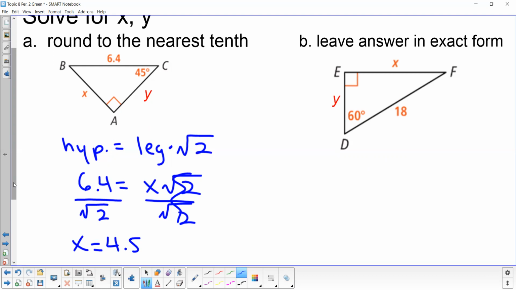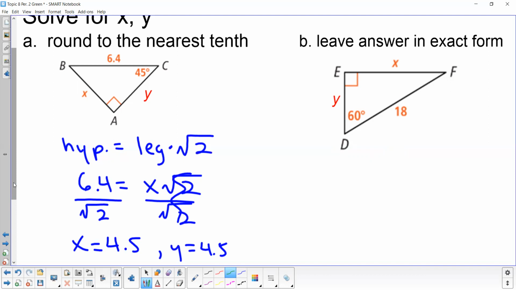I don't have to do anything to get y because the legs are always the same. I was on the next. You were already a step ahead. The legs are always the same in a 45, 45, 90, right? Sweet. So here, we don't even need to pick up a calculator. That's the nice thing about these shortcuts.